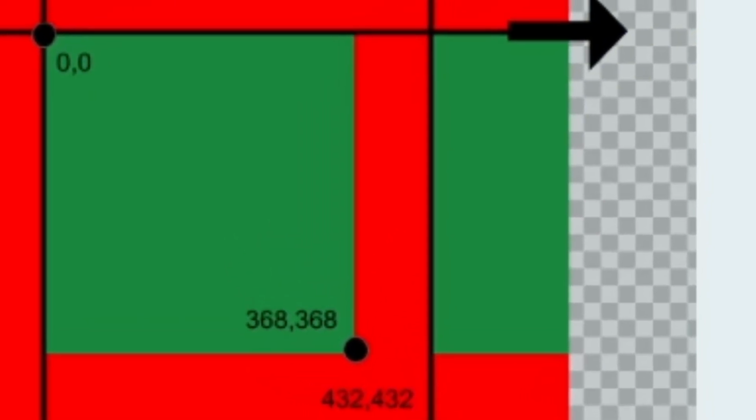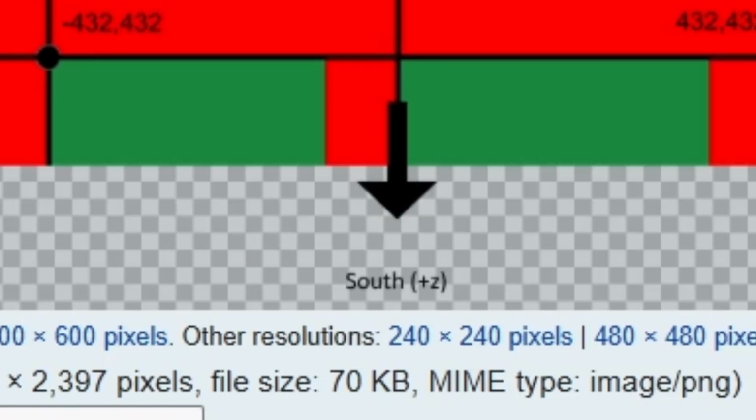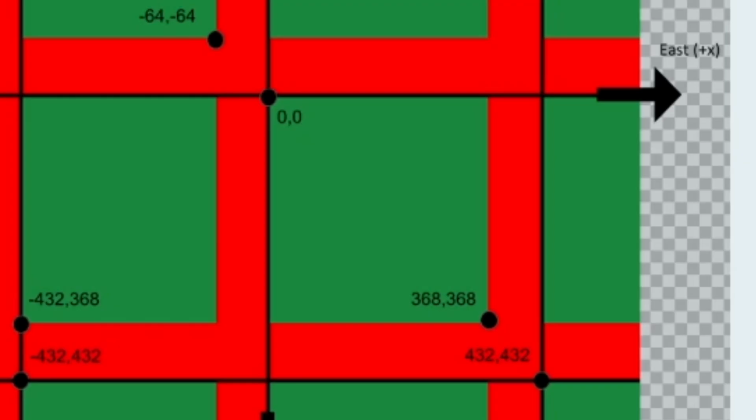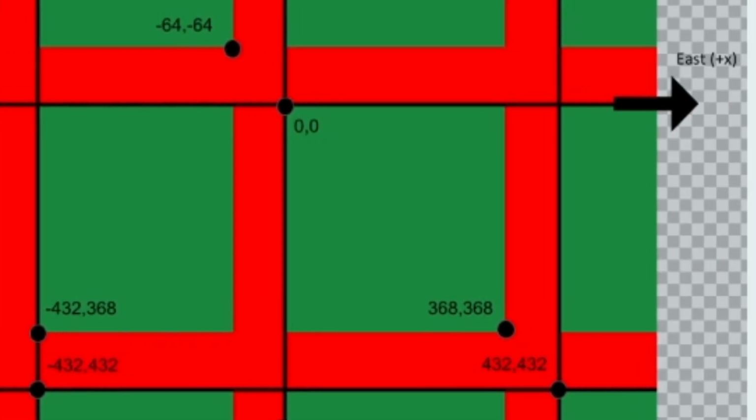There is also a 64 block border to the east, which is positive X, and to the south, which is positive Z, where no structures can generate. This pattern repeats infinitely in all directions.